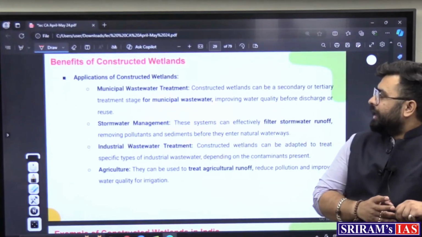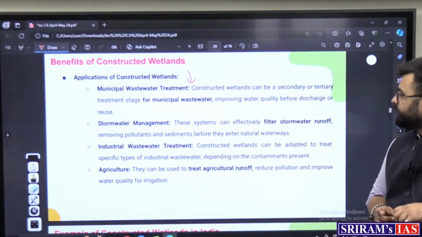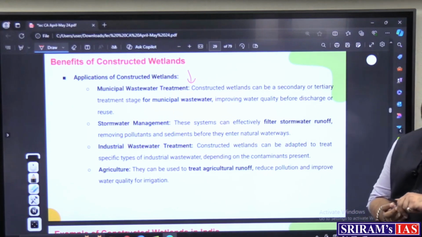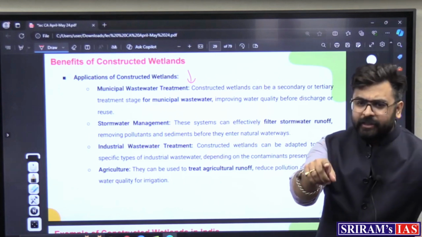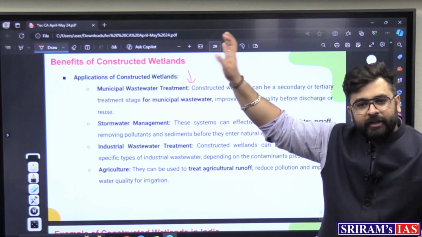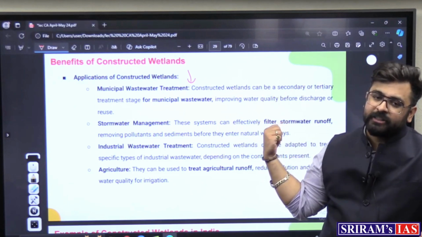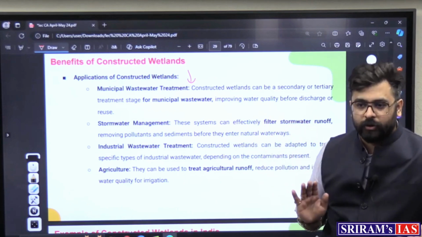Then other benefits will be application. It can help to treat municipal wastewater. Constructed wetlands can be secondary or tertiary treatment for municipal waste, improving the water quality before the discharge or reuse. Generally, our domestic waste, the sewage lines, they are connected to the drains, and then these drains take that sewage to the rivers and it is directly dumped into the rivers. But what if we pass this municipal waste through these wetlands? It will help to improve the quality of the water.